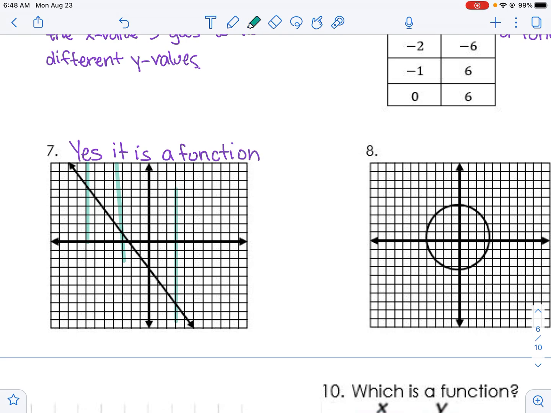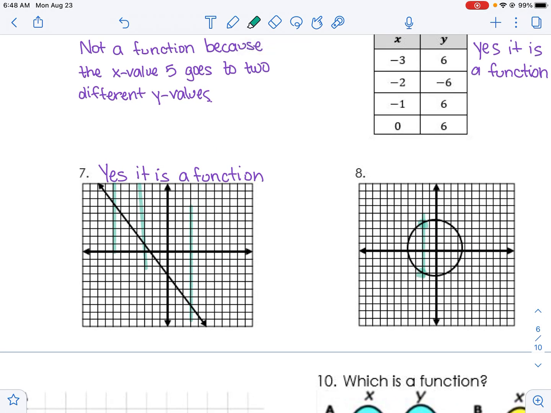Okay, looking at number 8, if I draw a vertical line, notice how I hit two different spots on the graph. So this makes it not a function. So no, it fails the vertical line test.